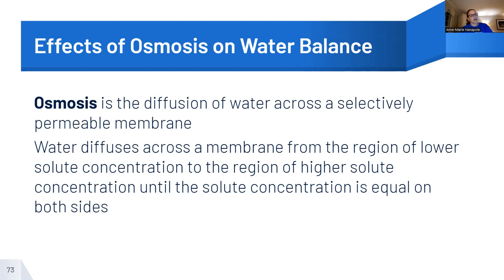Osmosis is a type of diffusion, but we're looking specifically at water diffusing across a membrane. And so osmosis is the diffusion of water across a selectively permeable membrane, like the cell membrane or the plasma membrane.